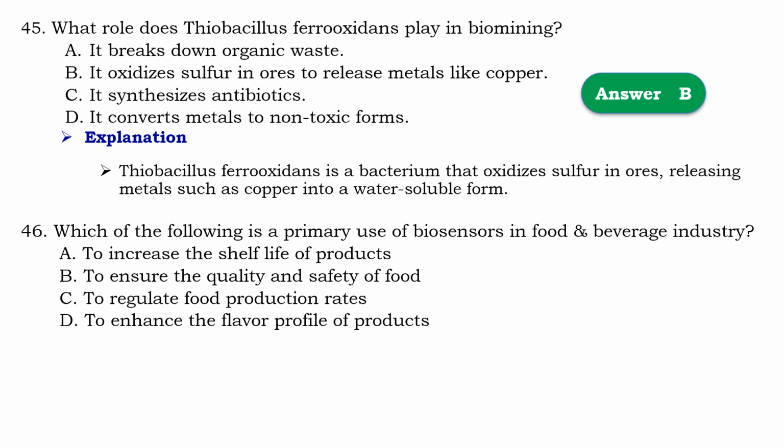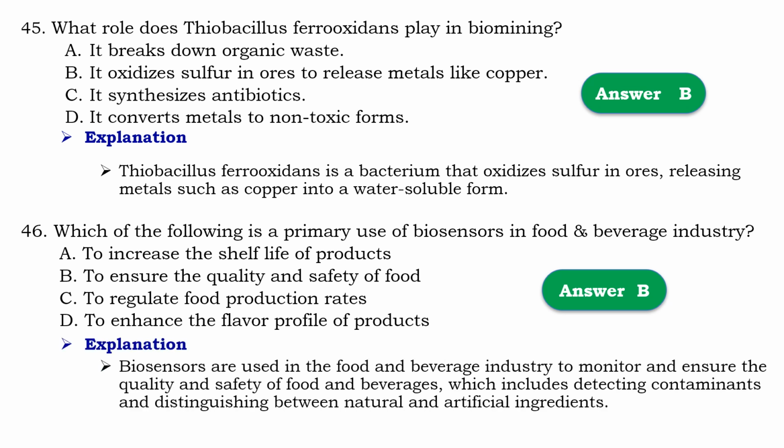Question number 46. Which of the following is the primary use of biosensor in food and beverage industry? So that should be B. To ensure quality and the safety of food. Means that biosensors are used in the food and beverage industry to monitor and ensure quality and safety of food and beverage, which includes detecting contaminants and distinguishing between natural and artificial ingredients.